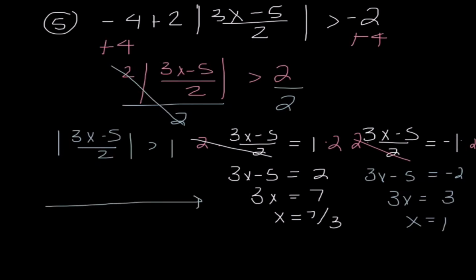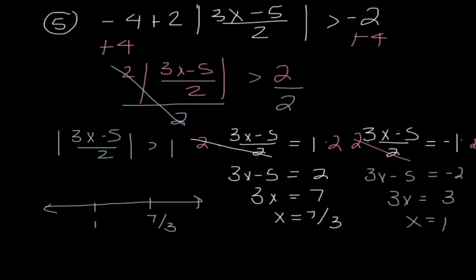So when I'm graphing this, okay, I have 1 and I have 7/3. I'm going to pick values, and I'm actually going to do the work in my head here. To the left, I could substitute 0 in. And I'm actually going to substitute it into this because I think that's easier to work with. So if I put 0 in, I get negative 5 halves is greater than 1. Is the absolute value of negative 5 halves greater than 1? Yes. So I know that I'm going to be shading to the left.